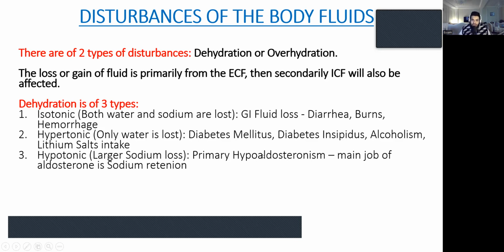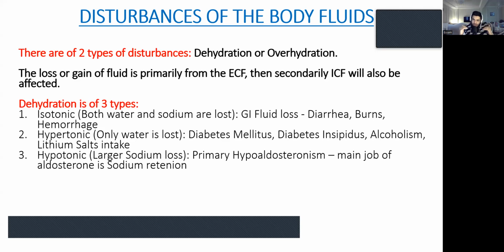So when I ask you in the module, what is the disease in which there is hypotonic dehydration? The answer will be primary hypoaldosteronism. This is the name of the disease. And the main job of aldosterone is sodium retention. So what is this disease? In this disease, a hormone named aldosterone is reduced.